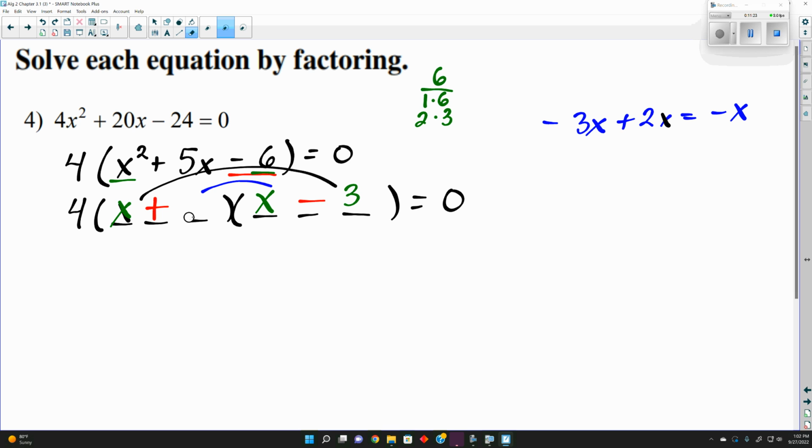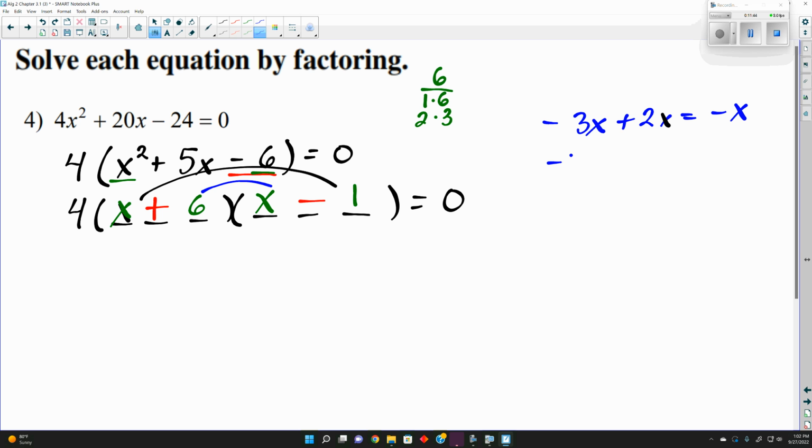So we'll need 1 and 6. Where do we want to put the 6? Why would we want to put it on the positive side and not the negative? We want the middle term to be positive, so most likely we want the bigger number to be positive, yes? And we can check it and see.